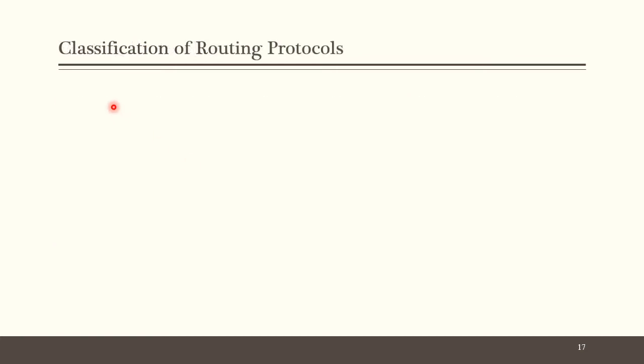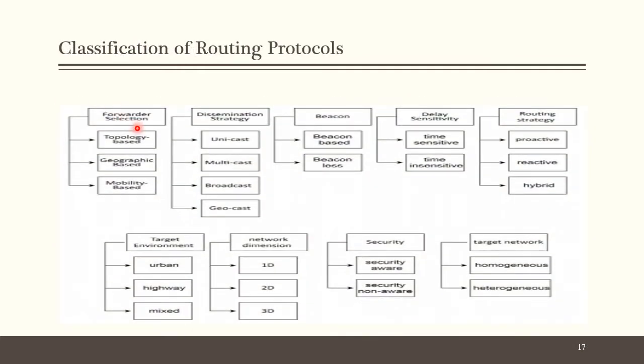Routing protocols can be divided into many categories. Based on how they forward the data, they can be topology based or geographic based, or they can be unicast, multicast, broadcast, or if they are traffic security aware or non-aware, or what kind of traffic they are dealing with.